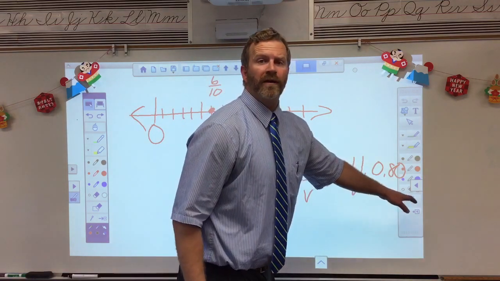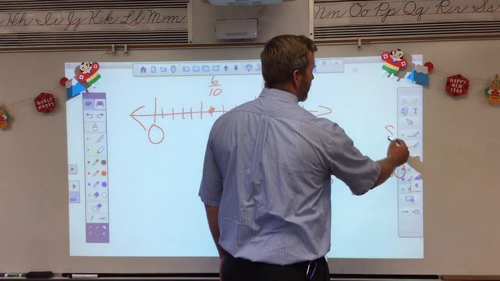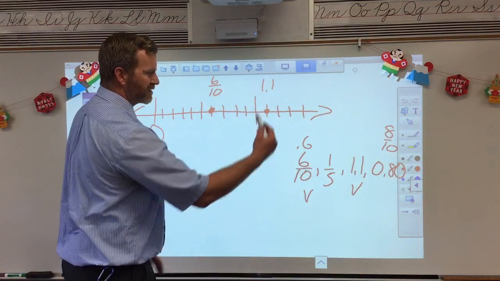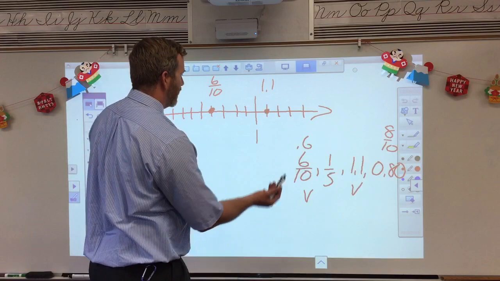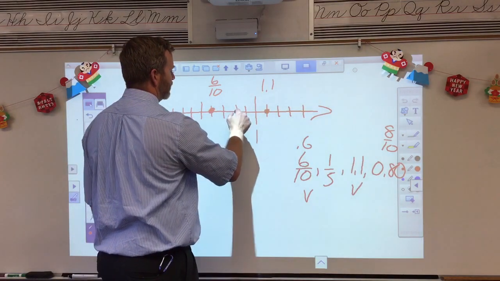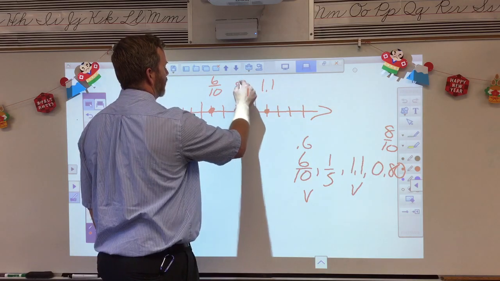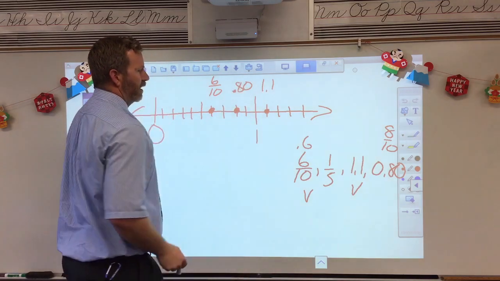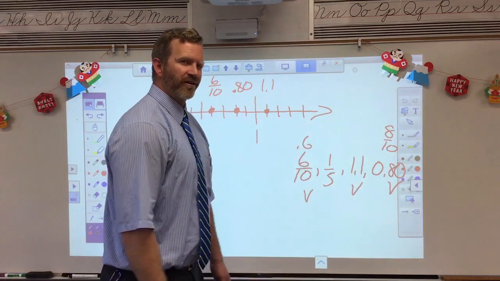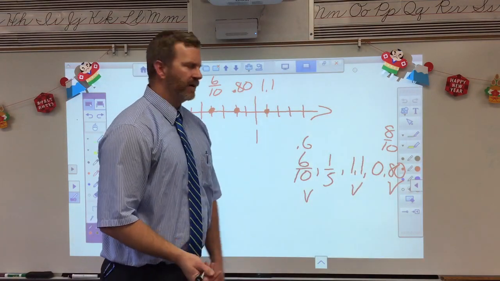Ooh, now 0.80. 0.80 is the same as 8 over 10. If we simplify that decimal and get rid of that last zero, so basically we go 1, 2, 3, 4, 5, 6, 7, 8. Here is 0.80. All right, so now we're back here to 1/5, kind of the trickier of the lot.